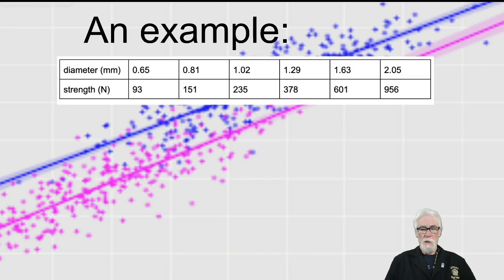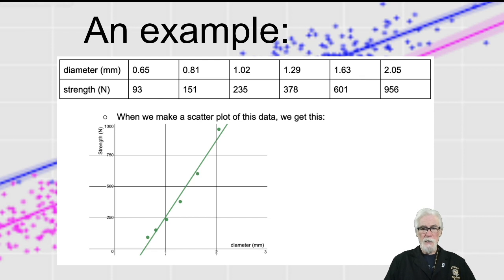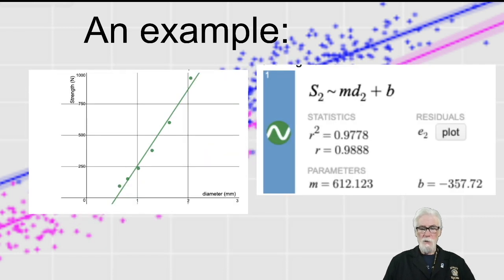But there are other cases where there's some pattern there for sure, but it just doesn't happen to be a line. This would be an example. Thinking back to the video about experimental design, when we talked about the diameter of wires and their strength, this is some data that would be collected from an experiment like that. When we make a scatter plot of this data, this is what we get, with diameter as the independent variable and strength as the dependent variable. We find that there's a kind of a curve to this data. And if we do regression analysis, it's not really super good. The R-squared value is 0.9778, which isn't horrible, but it's not really great. And the R value, not much better.